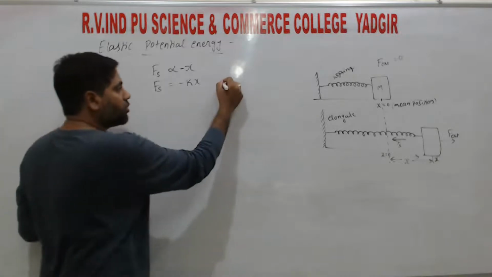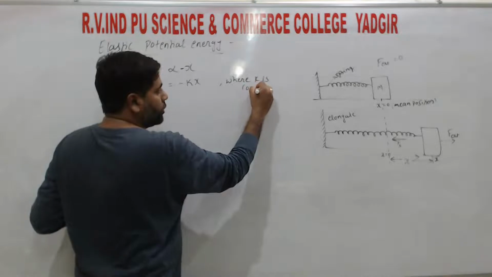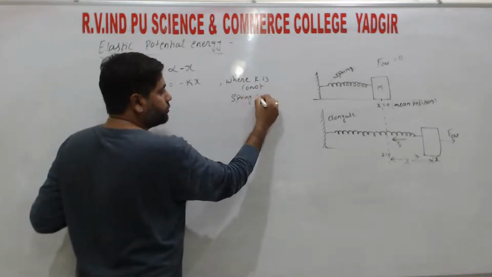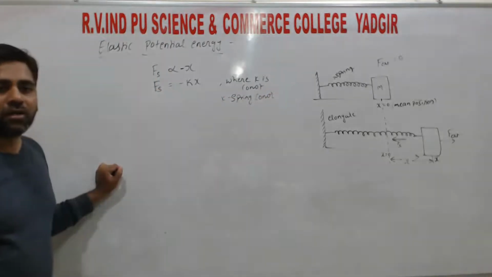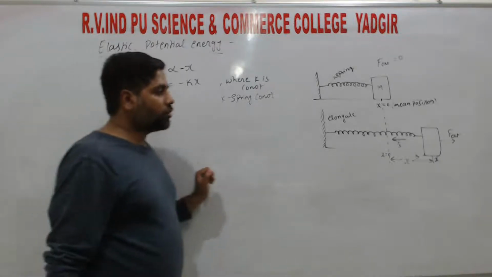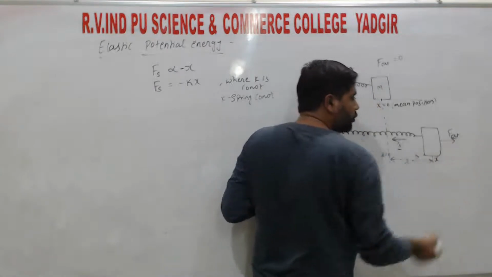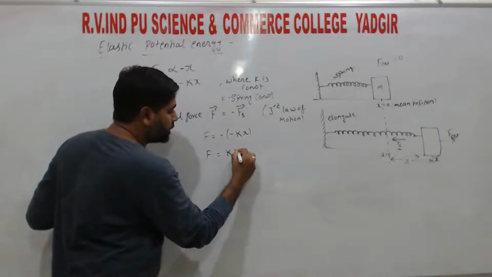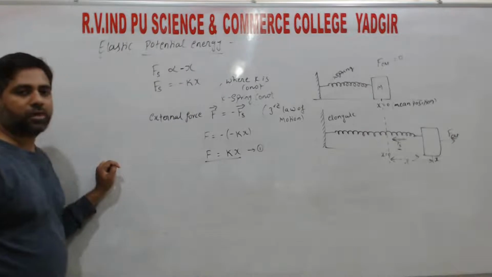Where k is a constant, and that constant we call the spring constant, right? So now observe here, the spring force is exactly equal and opposite to the applied force. So the applied force F is equal to plus kx. Call this the first equation, right?